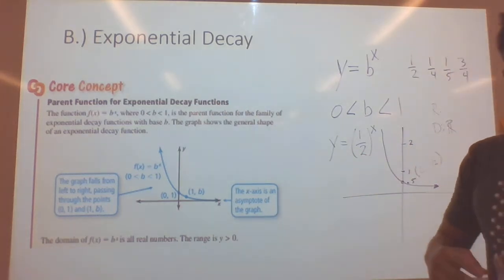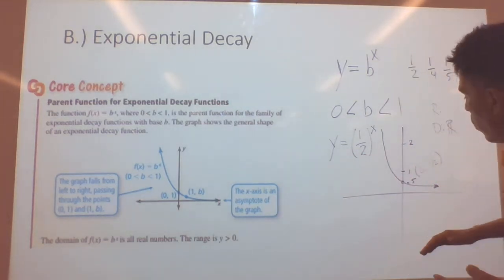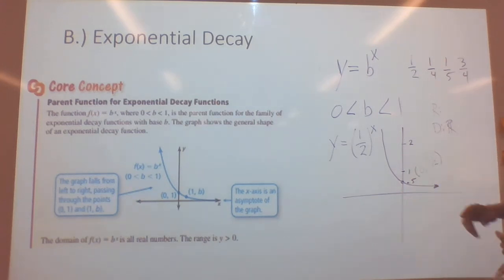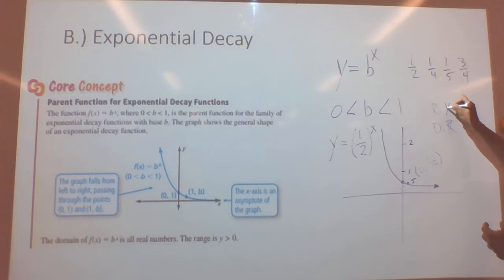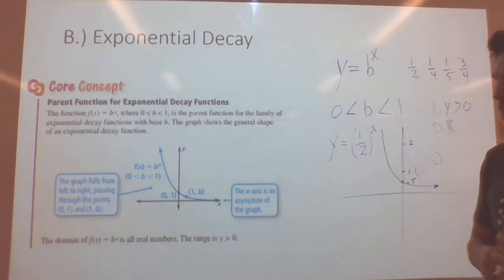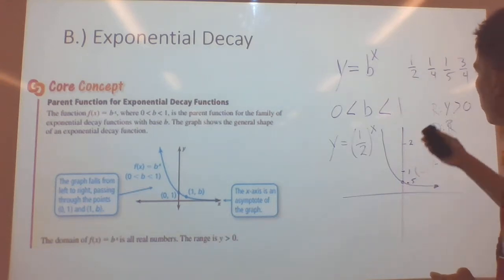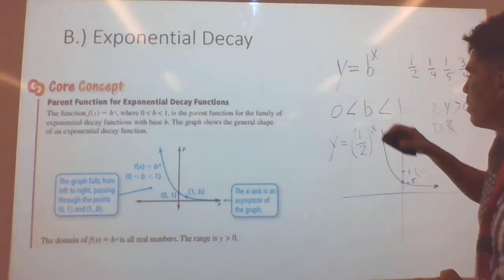In terms of range, again, how tall the graph is, how high it is, well, it doesn't go below 0, it doesn't touch 0, so this means that y has to be greater than 0. Okay? So again, an example of growth and decay depends on my b value.